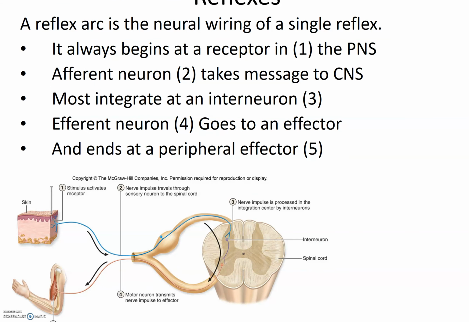So, a reflex arc is basically the neural wiring. It always begins with a receptor. That receptor detects a change. Ouch! There is our stimulus. The neuron is going to take the signal to the central nervous system, and it's going to go into the spinal nerve, and it is going to go through the posterior root to the posterior horn.